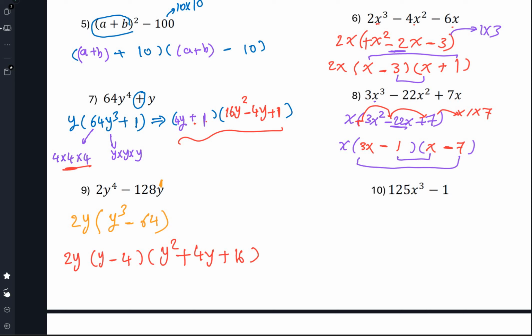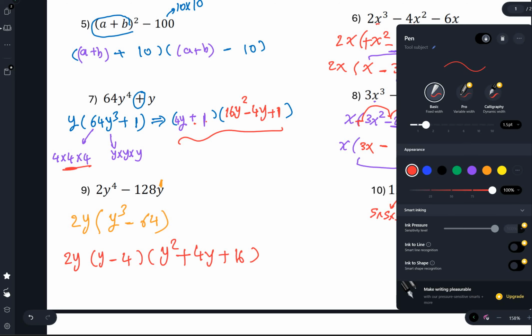Last question, we have 125x power 3 minus 1. So this is obvious. 125 comes from 5 times 5 times 5, and 1 also is 1 times 1 times 1, and x power 3 is x times x times x. So this is a difference between two cubes, very obvious.